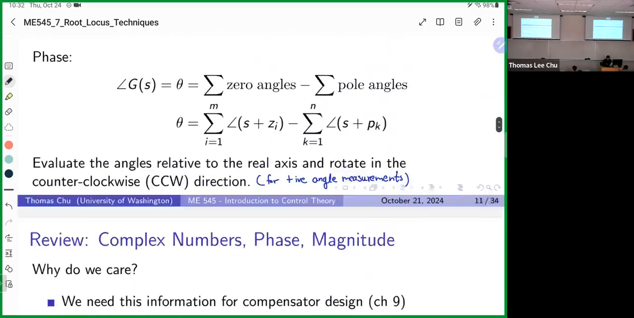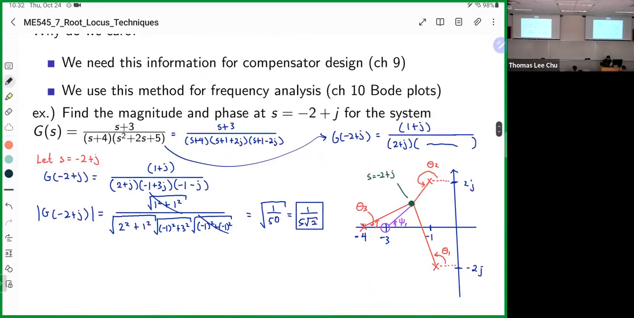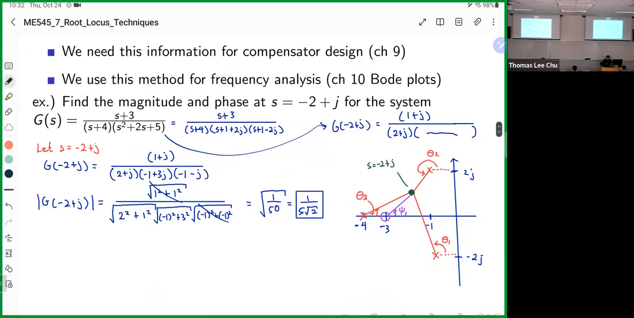And now we're in the example of finding the magnitude and phase of this transfer function evaluated at s equal to -2 plus j, as an example of the review. So I don't think you'll find this review in chapter 8. You'll probably find it in chapter 10, but I want to go over this now because it overlaps with root locus on the techniques we use to draw the root locus.